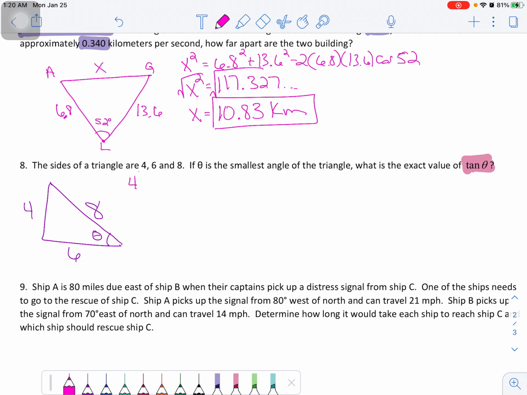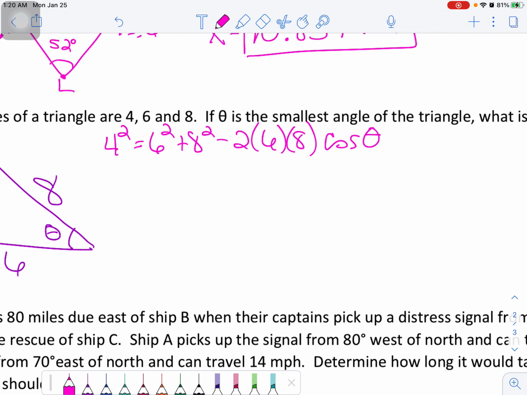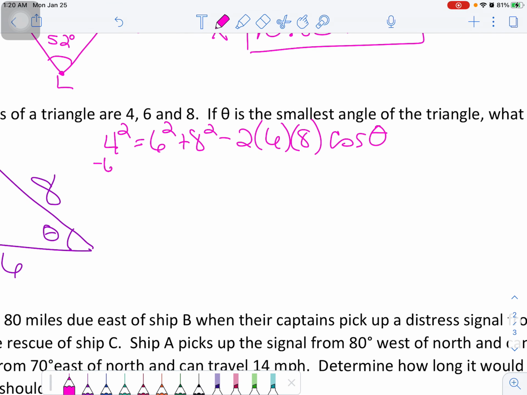So we're going to go ahead and set up law of cosines. So 4 squared equals, and don't change anything about it, even though we're looking for a tangent answer. So it's still cosine of theta. That's going to stay. And we want to solve for cosine of theta. So I'm going to zoom in just a touch on this. I'm going to subtract 6 squared and 8 squared from both sides. So 4 squared minus 6 squared minus 8 squared is negative 84.